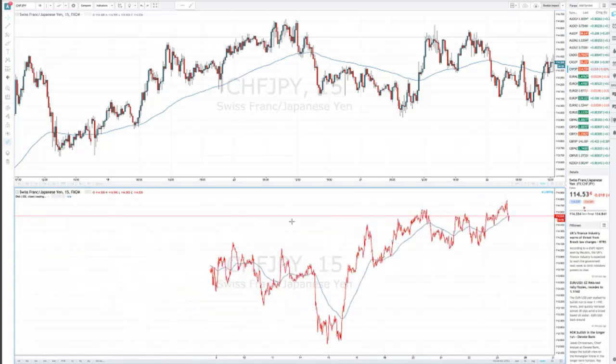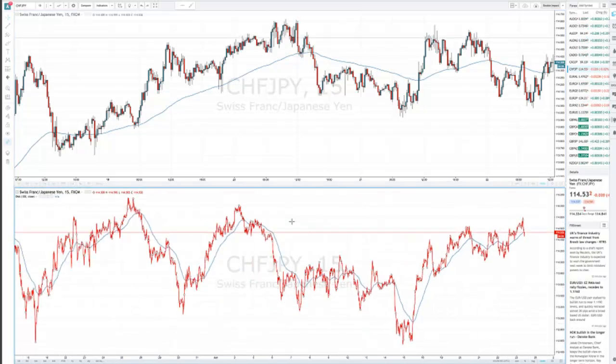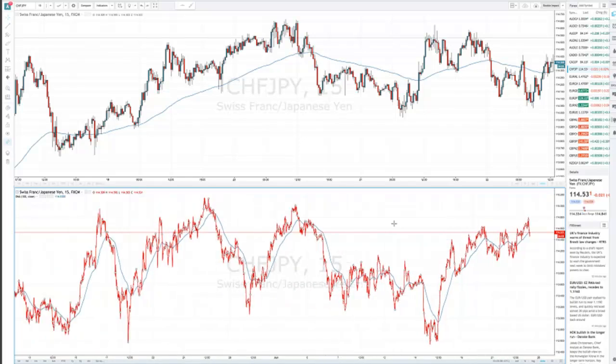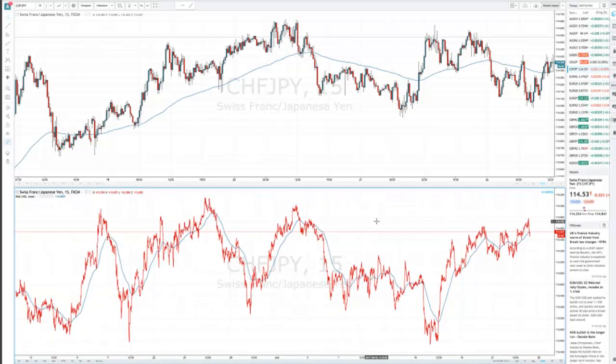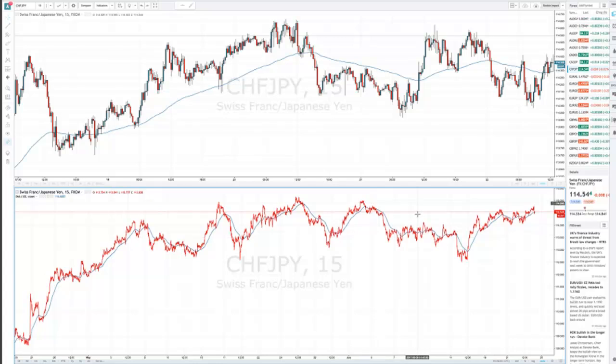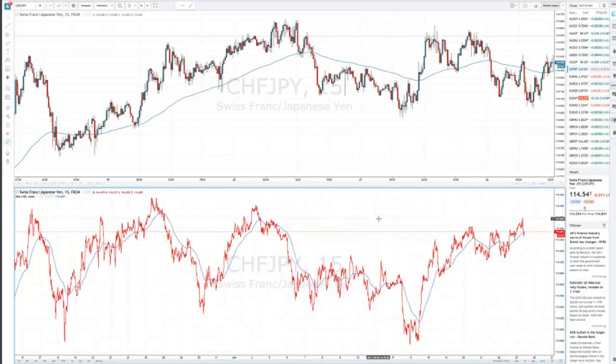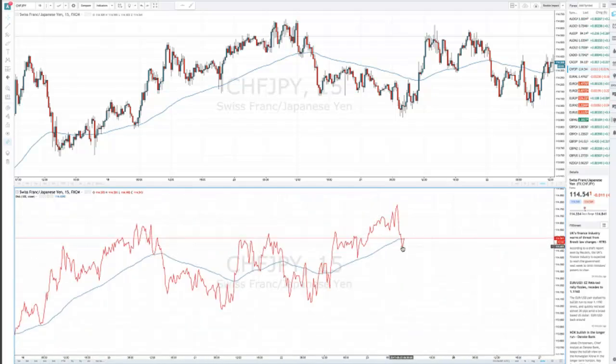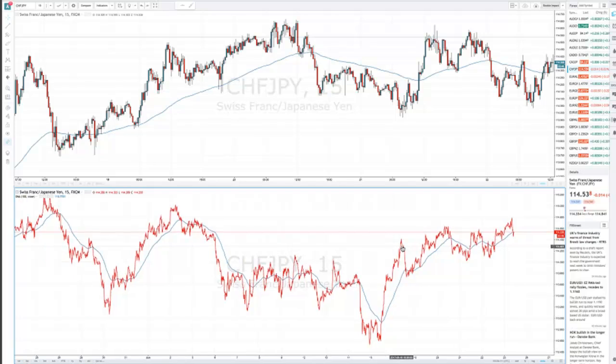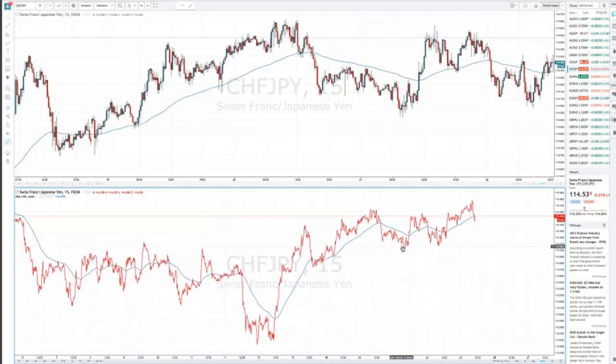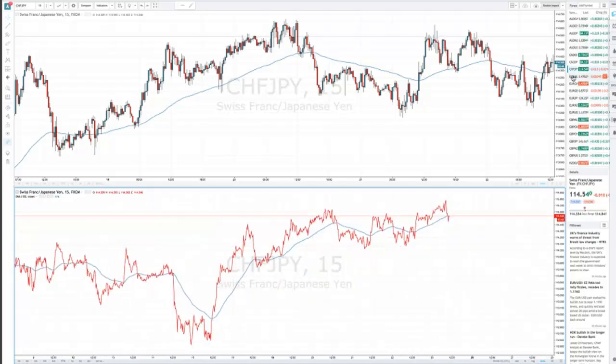Franc yen, a little bit untidy. From a longer term perspective, I'm actually starting looking at going long. But the medium term perspective, we are at the high, so we could start to see this sell off somewhat. In terms of an entry, can't really see one right now. So we're going to have to skip that.